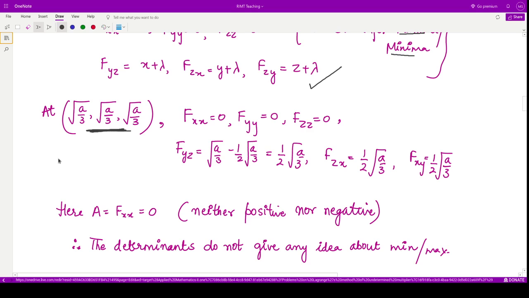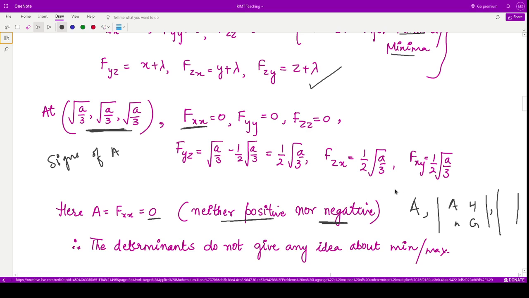Now you will check for the sign of a. What was a? A is the double derivative of capital F. So this is equal to 0, which means this is neither positive nor negative. So you cannot have any idea using the determinant method. For the determinant method, you check for a, and then you check for this a, h, h, g, something like that, and then you look for the third order derivative. But here, because a is zero, you cannot proceed further.